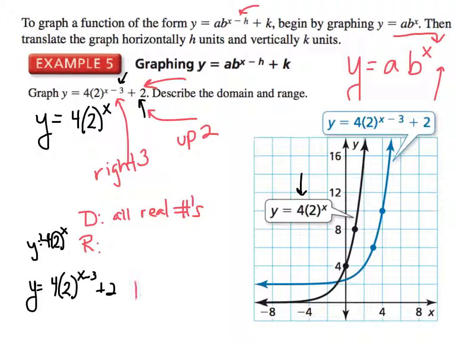What do you think the range is going to be on the original black line? Well, it's going to be anything greater than 0. So y has to be greater than 0. But your range on the second one, since everything shifted up, notice where it's approaching. It's no longer approaching the x-axis, it's approaching 2. So that means, since we went up 2, your range has to be greater than 2.